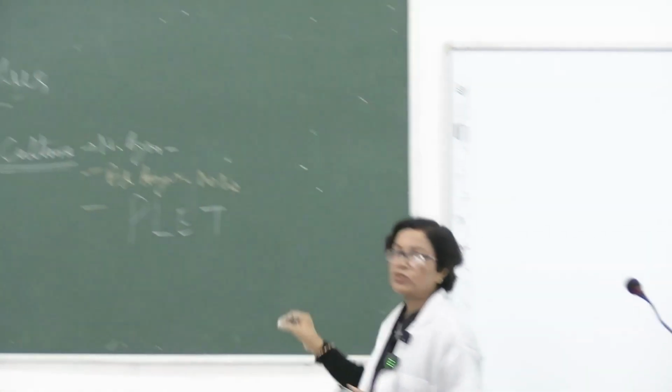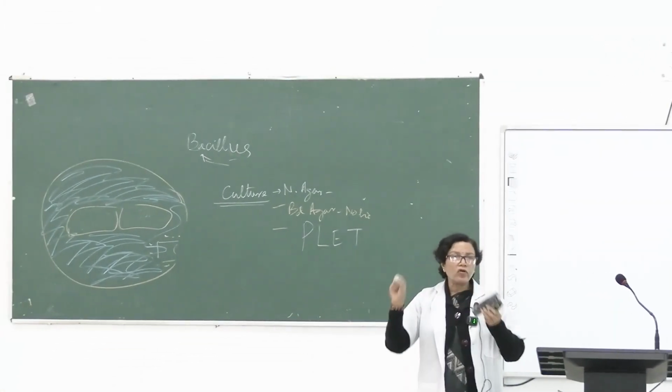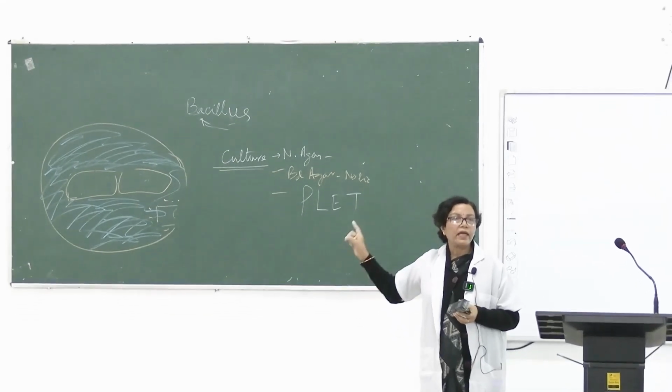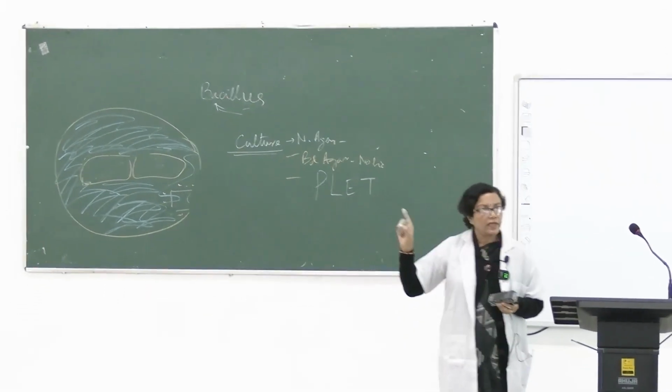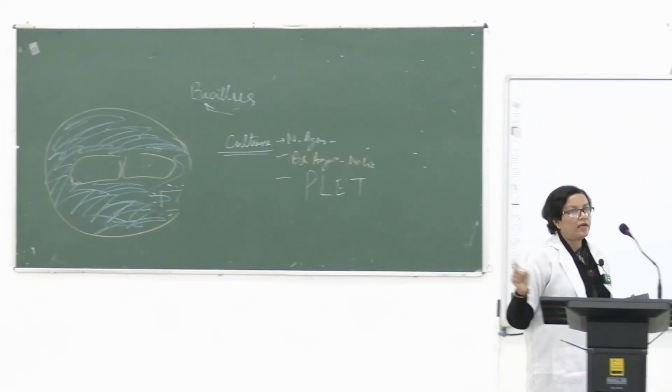All these are used to kill the other organisms. Only anthrax will grow. Okay, so it is the selective media, PLET media.